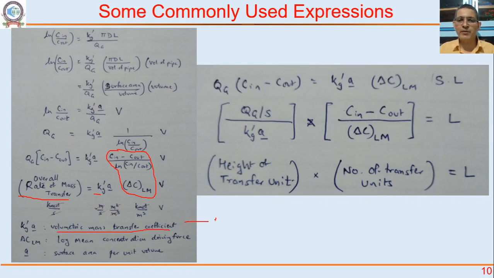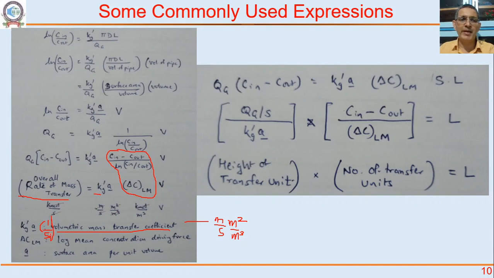Kg prime has units of meters per second. A prime has units of meter square per meter. A bar, A under bar, is meter square per meter cube, the surface area per unit volume. So kg prime A has units of 1 per second. We call this the volumetric mass transfer coefficient. It's like a volumetric mass transfer rate.